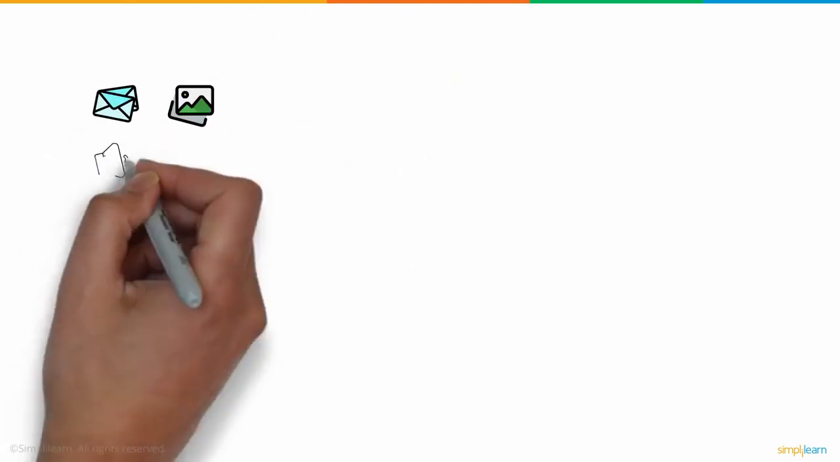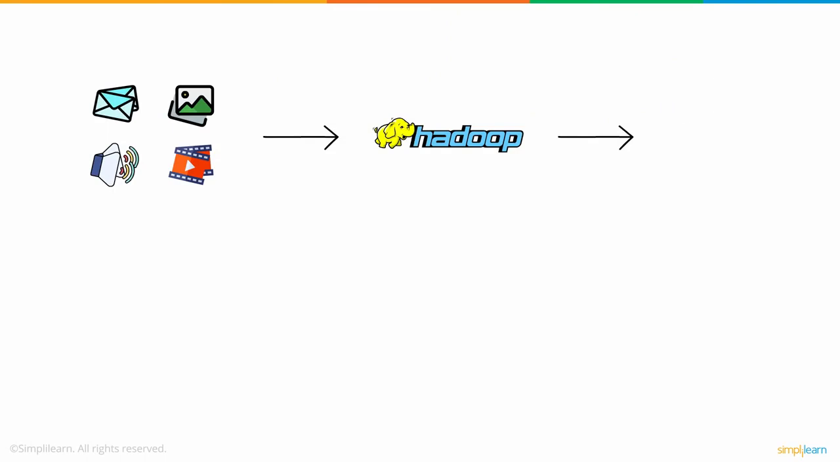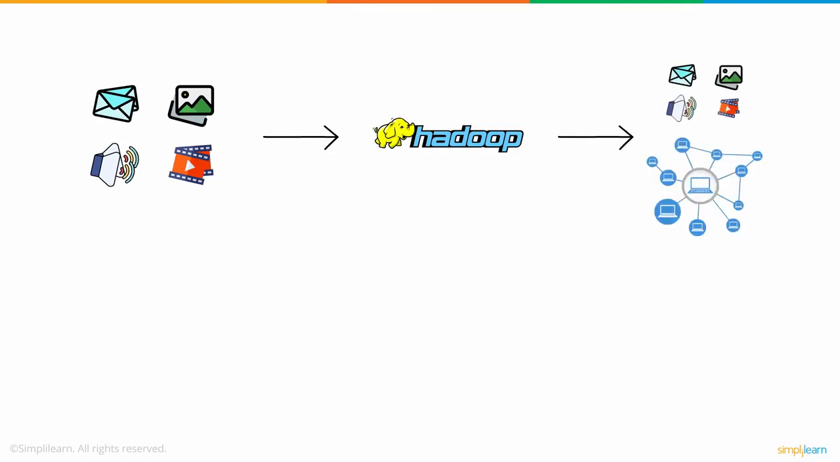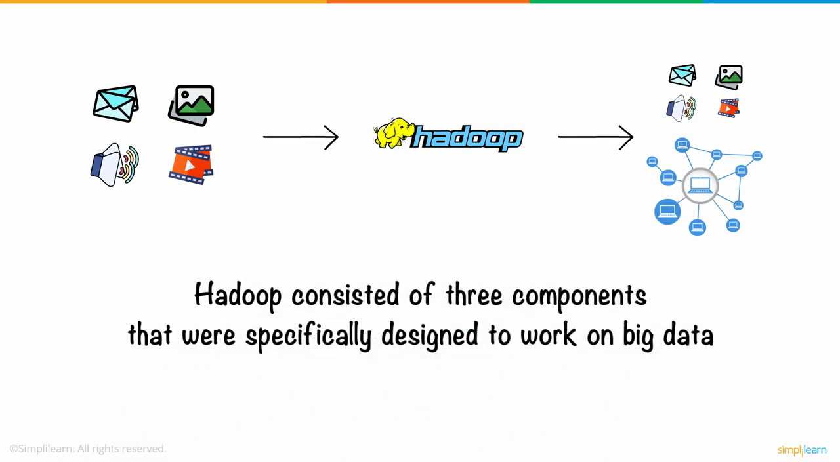Multiple storage units and processors were undoubtedly the need of the hour. This concept was incorporated in the framework of Hadoop that could store and process vast amounts of any data efficiently using a cluster of commodity hardware. Hadoop consisted of 3 components that were specifically designed to work on big data.